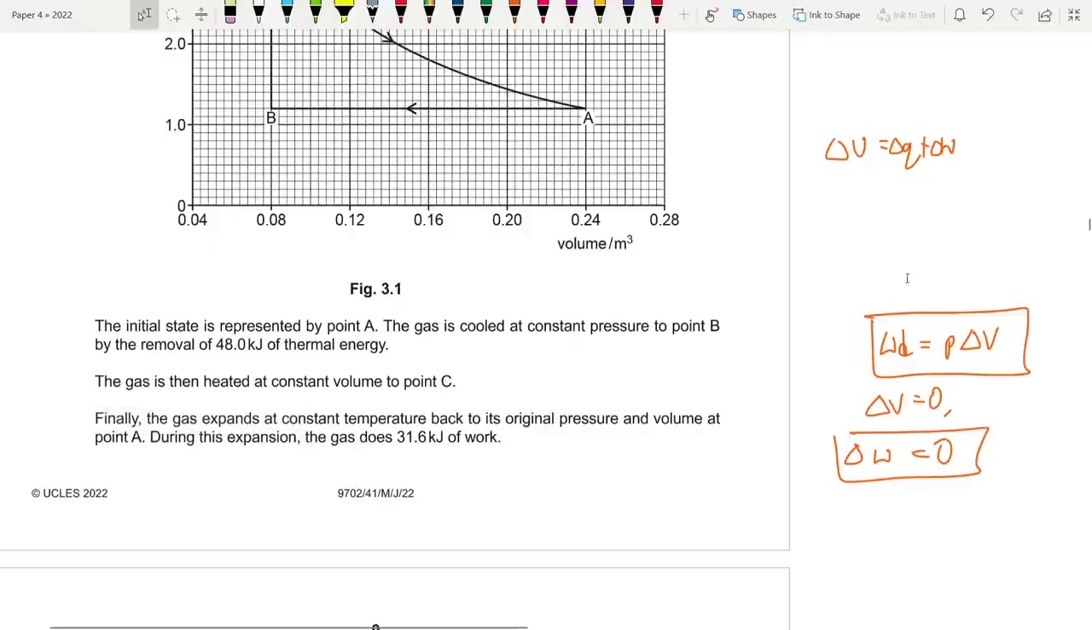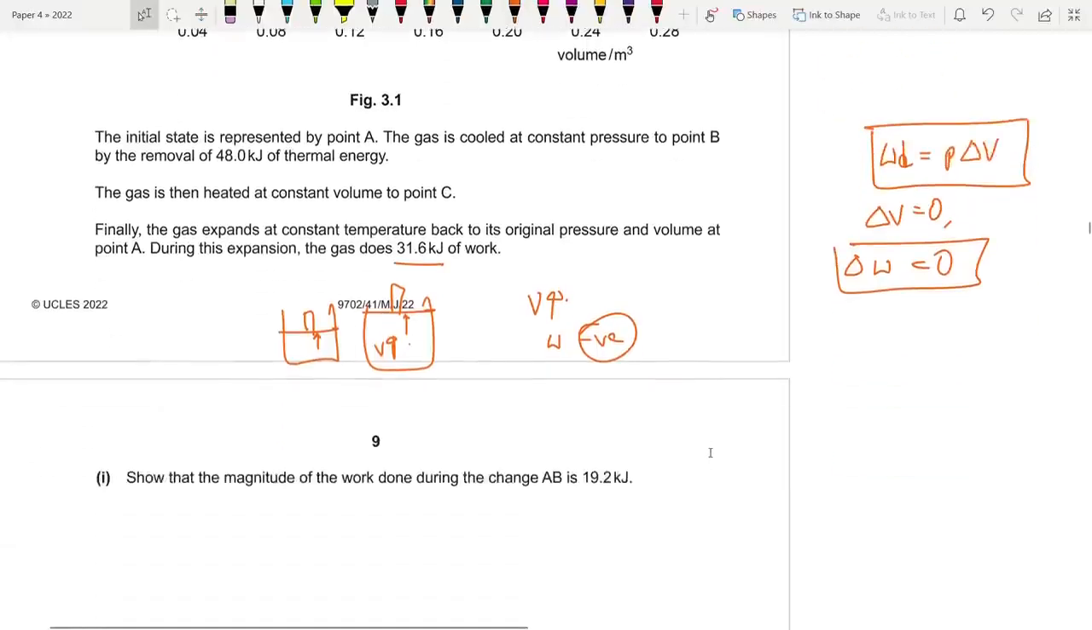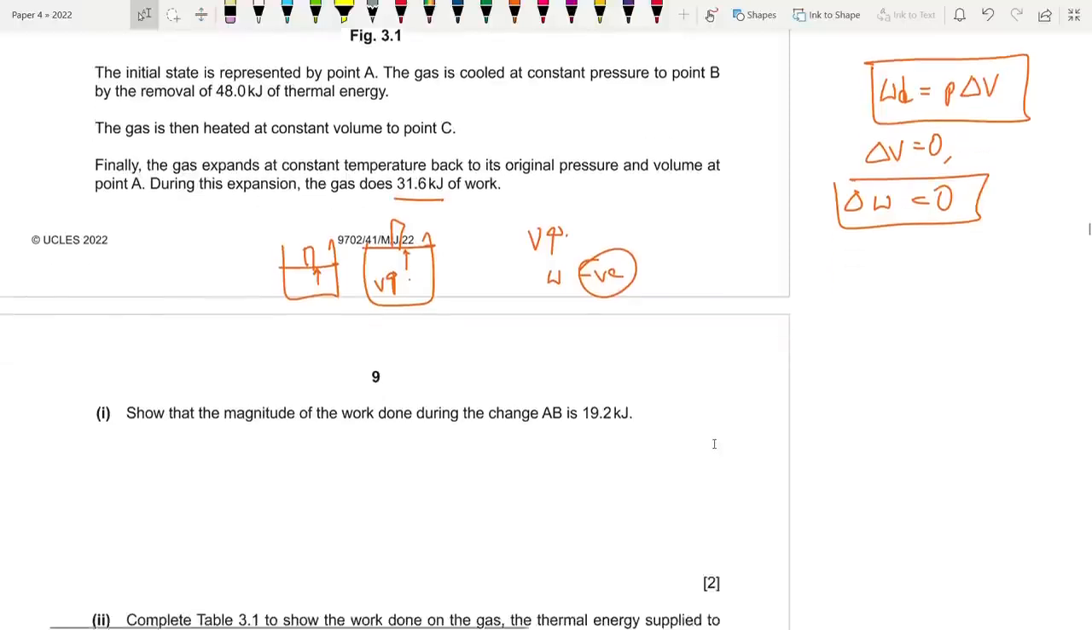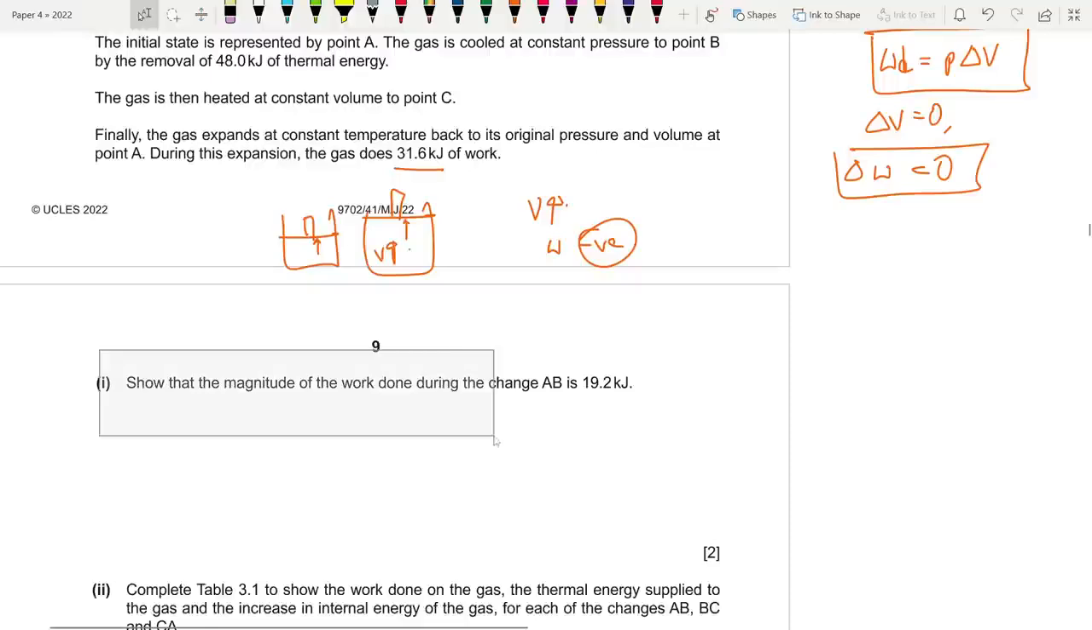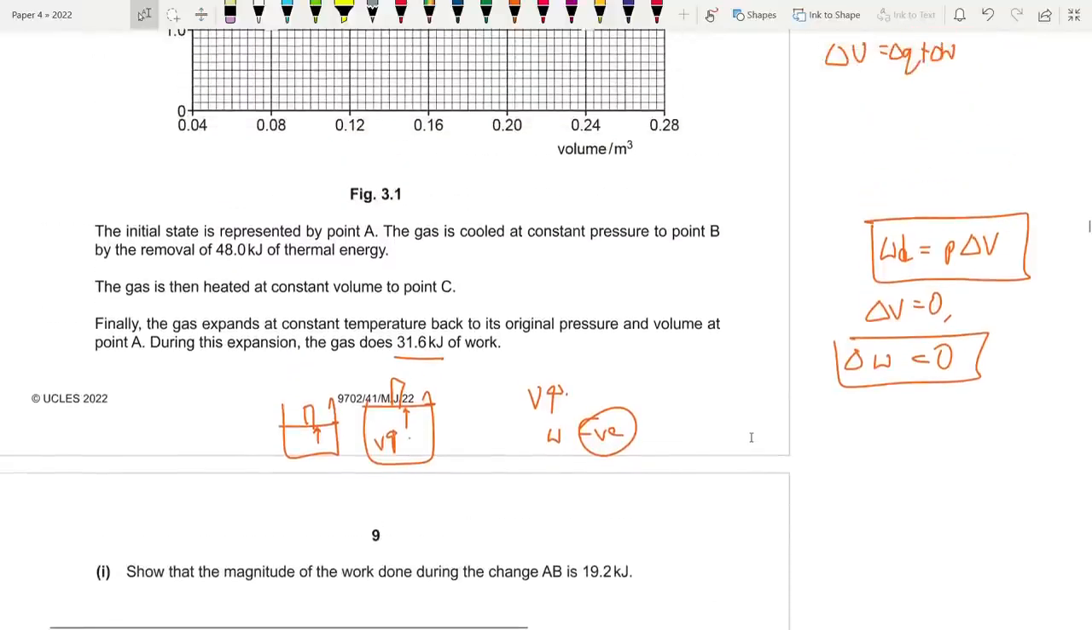So since the gas is expanding, when a gas expands, the volume increases. Remember, whenever the volume of a gas increases, work is done by the gas, so W is negative. Okay, we need to remember that. So this one is a negative energy. So increase in volume is negative work done, and decrease in volume is work done on the gas. Show that the magnitude of the work done during change A to B is 19.2.